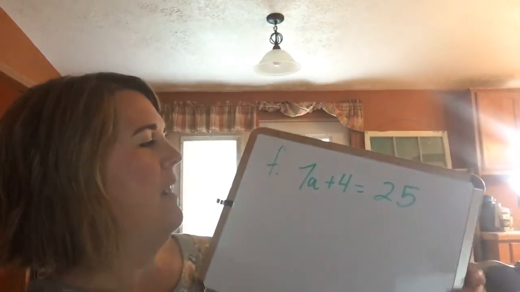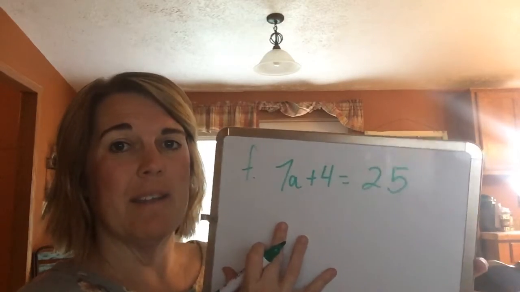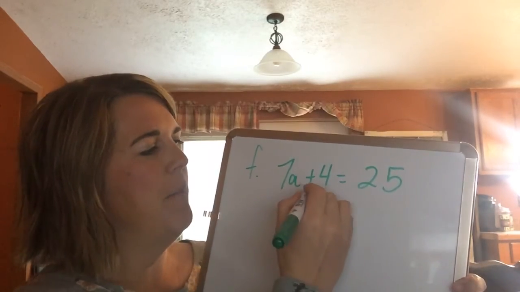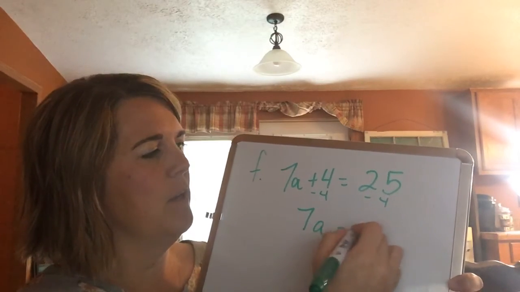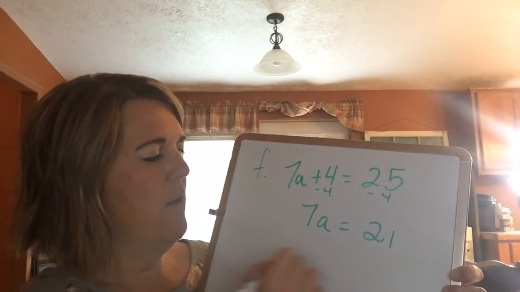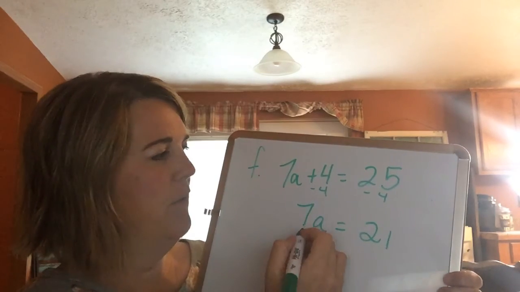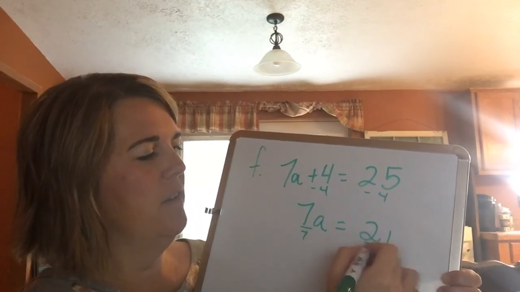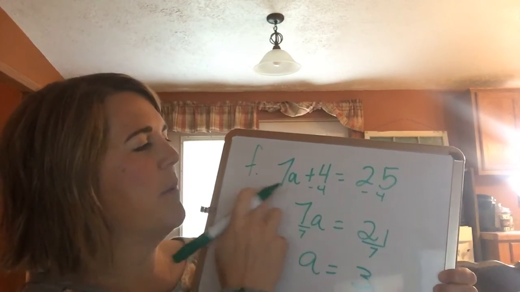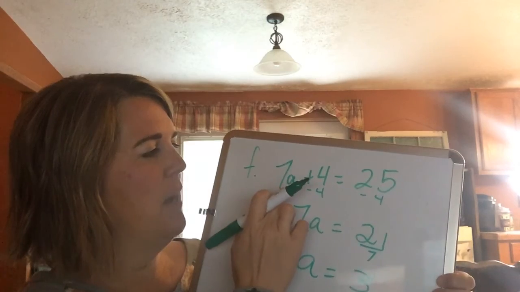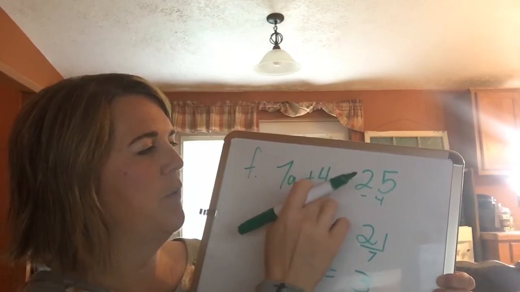Now this is the last practice one. It says 7a plus 4 equals 25. Again, I'm trying to get a by itself, okay? So minus 4, so now I have 7a equals 21. All right, I'm trying to get a by itself. So I'm going to divide by 7. So a equals 3. Let's plug it back in and make sure we did it right. 7 times 3 is 21 plus 4 is 25.